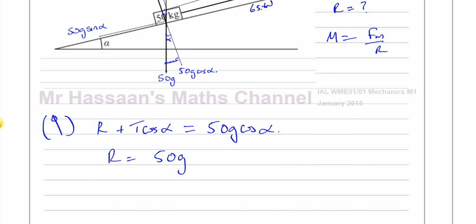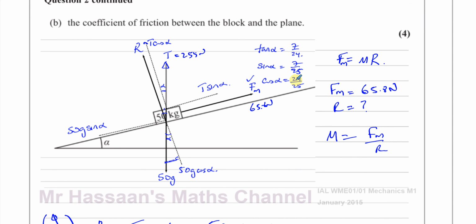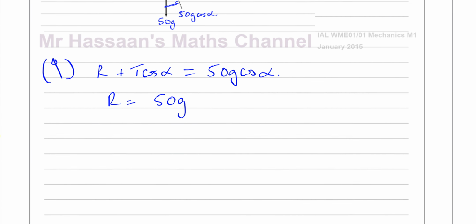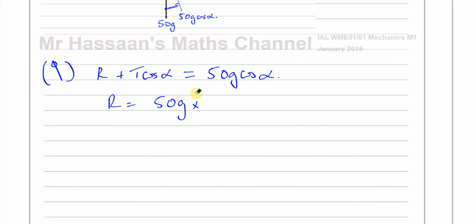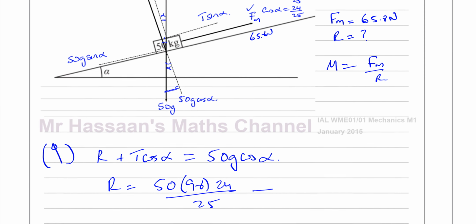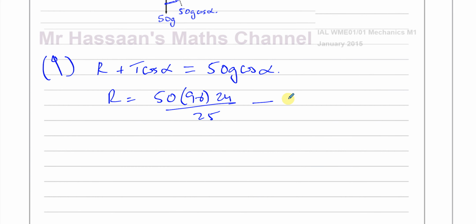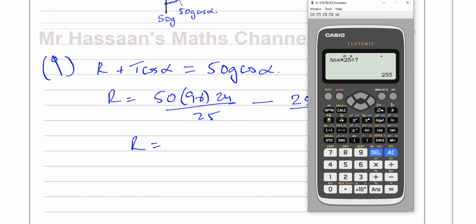Now the cosine of alpha, as we discussed before, is 24 over 25. So we're going to use it times 24 over 25. I'll use G as 9.8: 50 times 9.8 times 24 over 25. Okay, that's this, minus T cosine alpha. As we mentioned, T is equal to 255, so 255, again, times 24 over 25. And that will be the value of R. So let's find what that gives us.